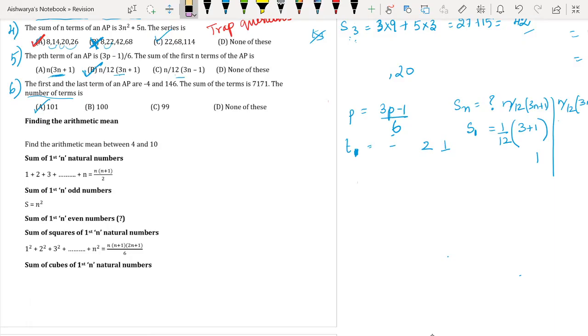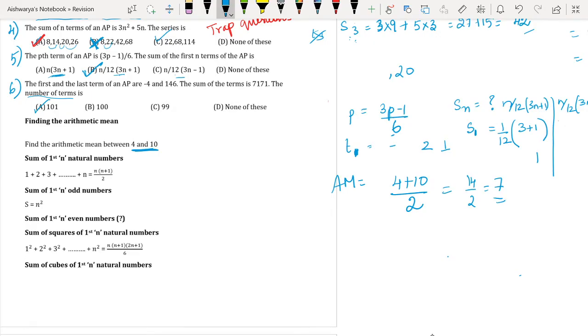Here I am just saying find the arithmetic mean between 4 and 10. The AM formula is nothing but adding the two terms, (4 + 10)/2. It's the average. A simple average is called the arithmetic mean. So 4 plus 10 is 14, divided by 2, which is 7. This is the concept of arithmetic mean.